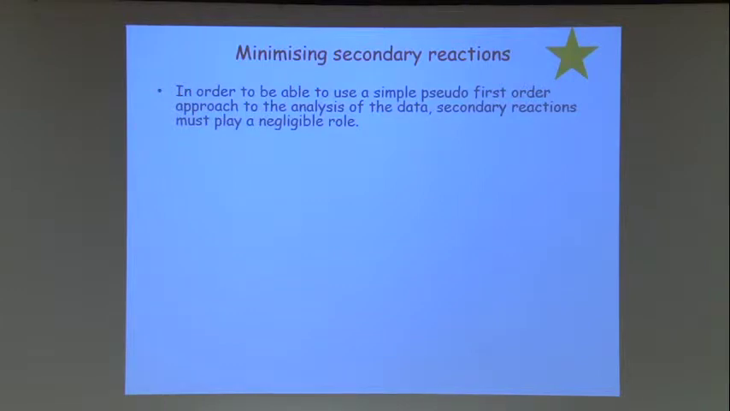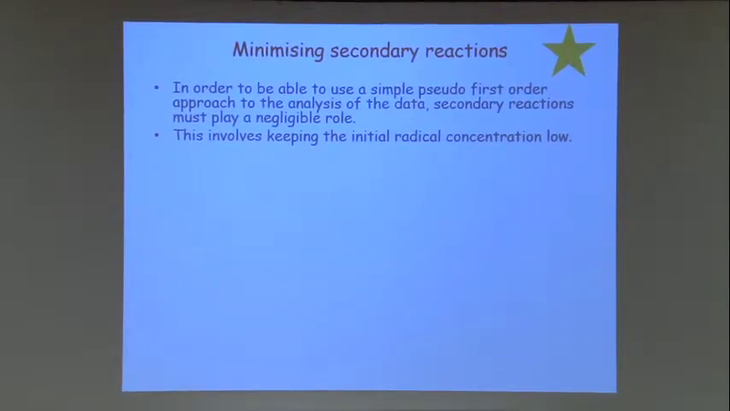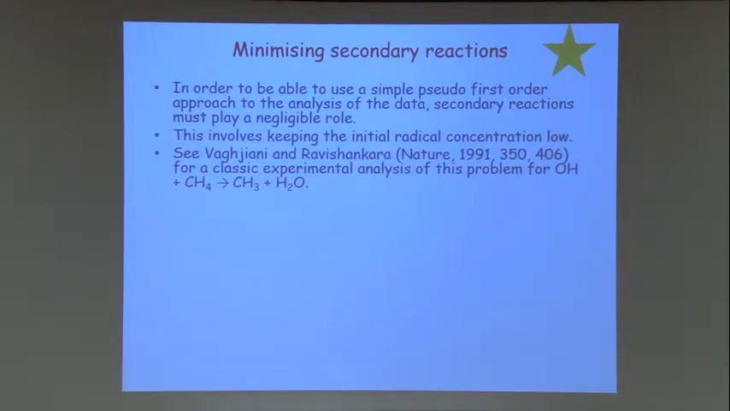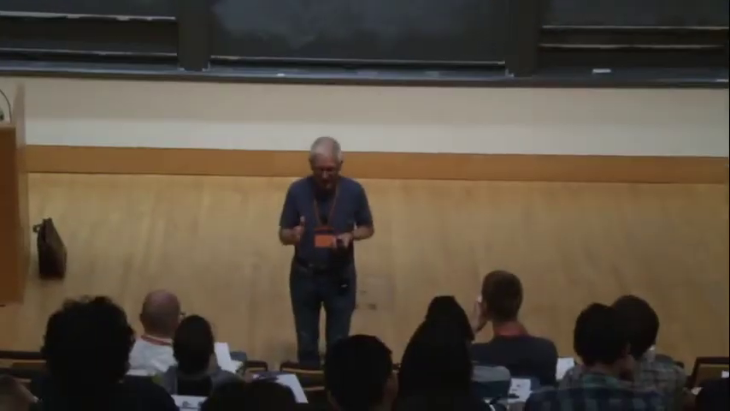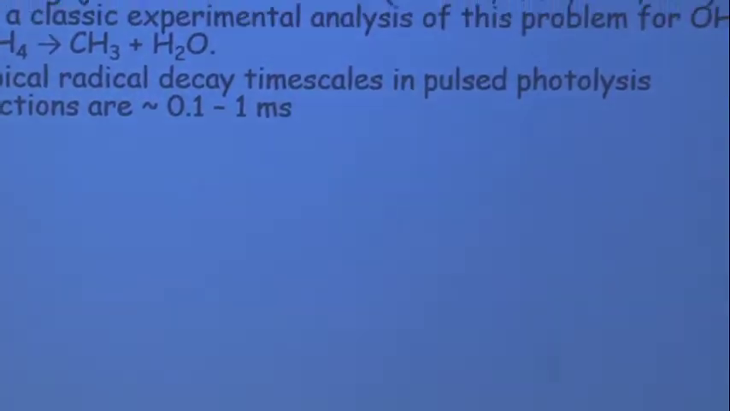Now, what do we mean by secondary reactions? This involves keeping the initial radical concentration as low as we can possibly make it. And there's a beautiful paper by Vaghjiani and Ravishankara from 1991 that looks at this reaction, OH plus methane going to CH3 plus water, an important combustion reaction, important in the atmosphere. And they demonstrated that many of the studies that had gone before gave poor rate constants because the radical concentrations were too high. And it's a paper that's well worth looking at if you're interested in this sort of thing.